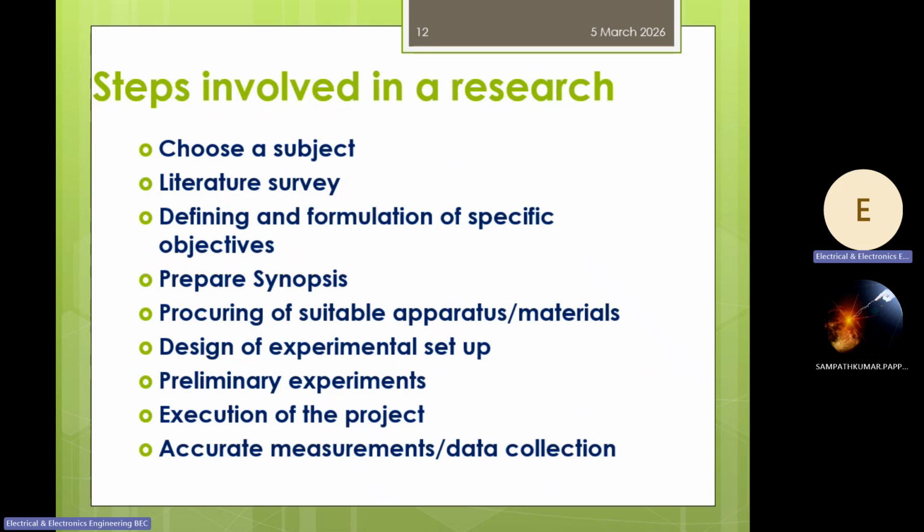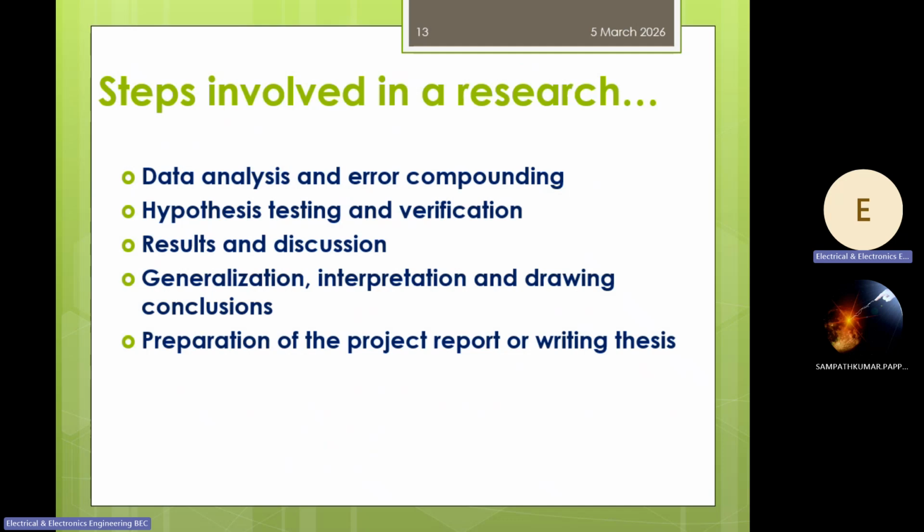What are the basic steps involved in research? Suppose you are a power system engineer. You have to see the subject. You have the literature survey. You have to prepare the synopsis. That's what you have done in 4-1. And experimental materials, preliminary experiment, accurate measurements by data collection, and it's continuing data analysis, compounding, results and discussion, and preparation of project report or thesis.